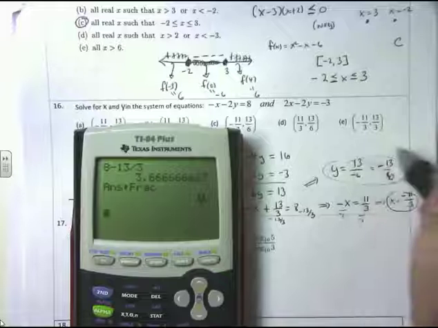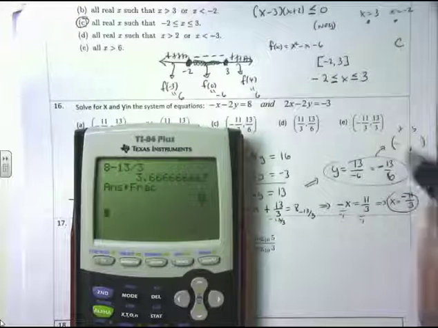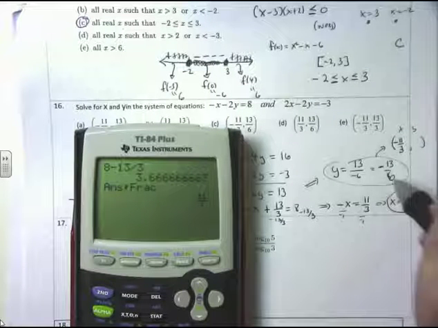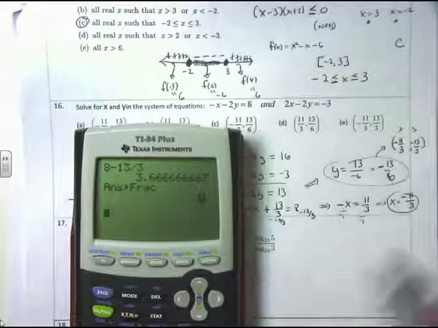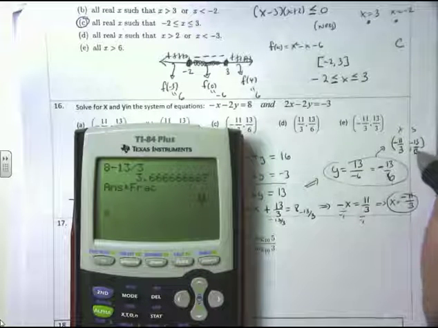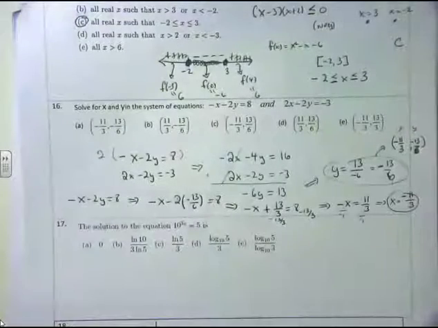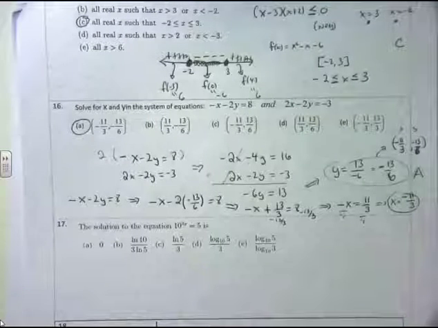And we traditionally write our answer in ordered pair format, x, y. My x is negative 11 thirds. And my y is negative 13 thirds. I'm sorry, 13/6. So I'm looking for negative 11 thirds and negative 13/6, which is the answer A. So A is the answer.